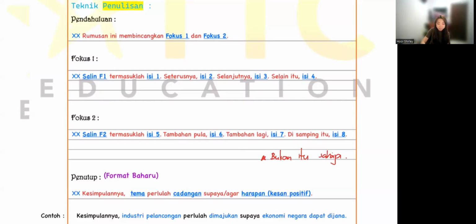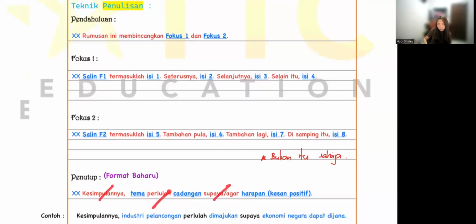Please remember your rumusan, you must follow this format. You need to follow. If you never follow the format, no matter how good you write, your teachers will never give you marks, because for rumusan, the penutup has a format, 2 marks. Kesimpulannya, the tema, which is the tajuk. Over here is industri pelancongan. Perlulah cadangan supaya ada harapan. So all these terms you must have.